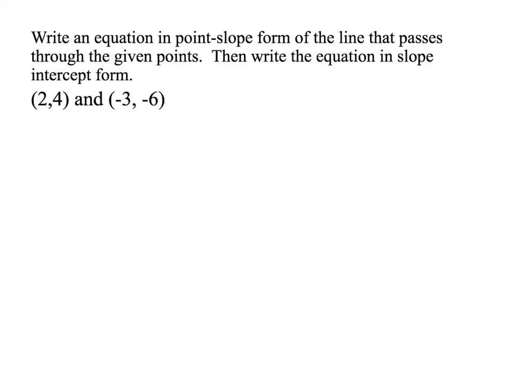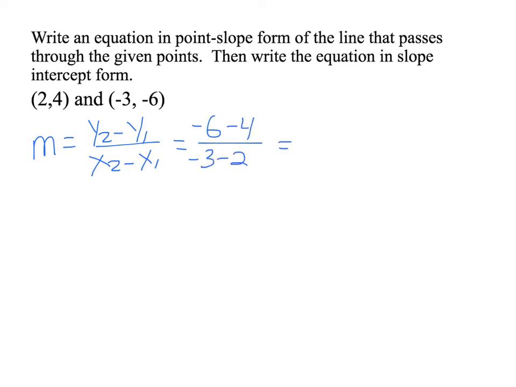Okay, and one more of those because those are kind of tough. First write it in point-slope form, then write it in slope-intercept form. So we need to find the slope: y2 minus y1 over x2 minus x1. So y2, negative 6 minus 4, over negative 3 minus 2. Hopefully this time the slope is not a fraction, but we'll see. Negative 6 minus 4 is negative 10. Negative 3 minus 2 is negative 5. Good. And then negative 10 divided by negative 5 is 2. So your slope is 2.